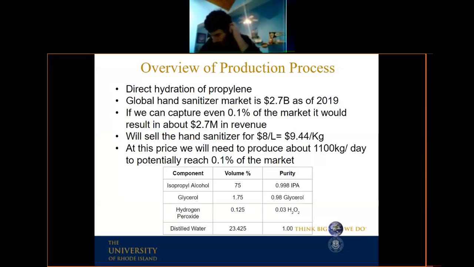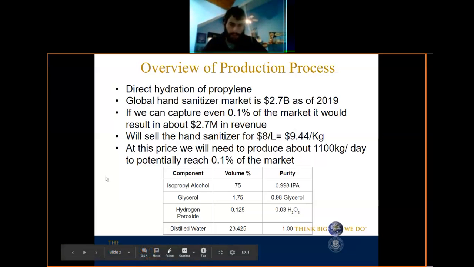And that's based on 287,000 kilograms per year, and assuming that we would work about 280 days per year. And below here, we have the World Health Organization guidelines for an isopropyl alcohol-based hand sanitizer. So as you can see, after we get our isopropyl alcohol from this reaction, we'll have to add these three: glycerol, hydrogen peroxide, and distilled water to it.